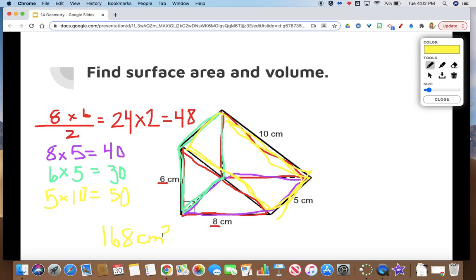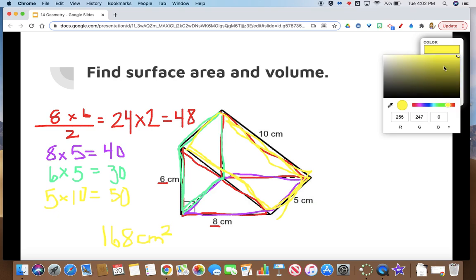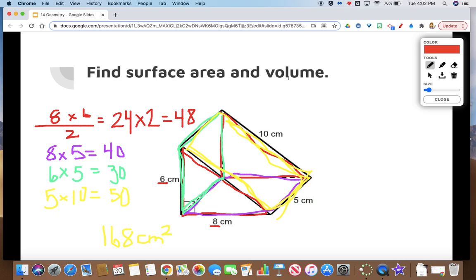How is finding volume on this prism different from the last prism? We still do length times width times height, but we have to divide by 2. Let's figure out which 3 numbers we're going to use. I'm going to circle them in blue. We're going to use the 2 numbers that make up the 90-degree angle on the triangle, the base and the height.